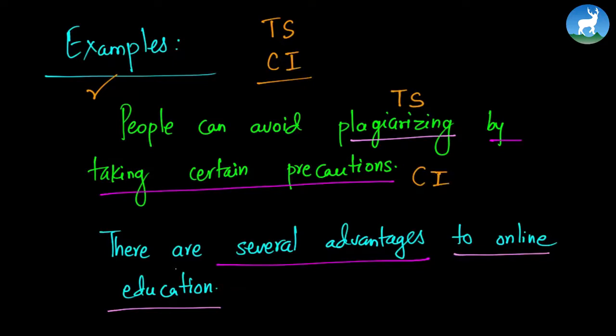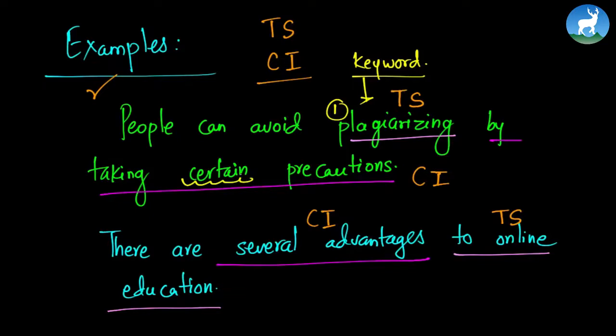Now let's go to the second one. There are several advantages to online education. Online education is the topic, while several advantages control it. So it is the controlling idea, right? And how do we know this? Because in the first one, people can avoid plagiarizing, so this passage is all about plagiarizing. We know just by reading this keyword. By taking certain precautions, these certain precautions are bound to follow afterwards. And these precaution sentences control the topic sentence. That's why it is called the controlling idea.